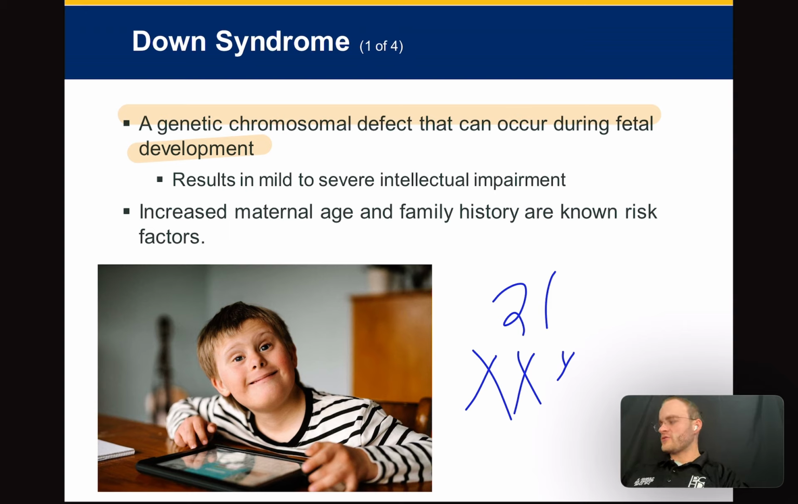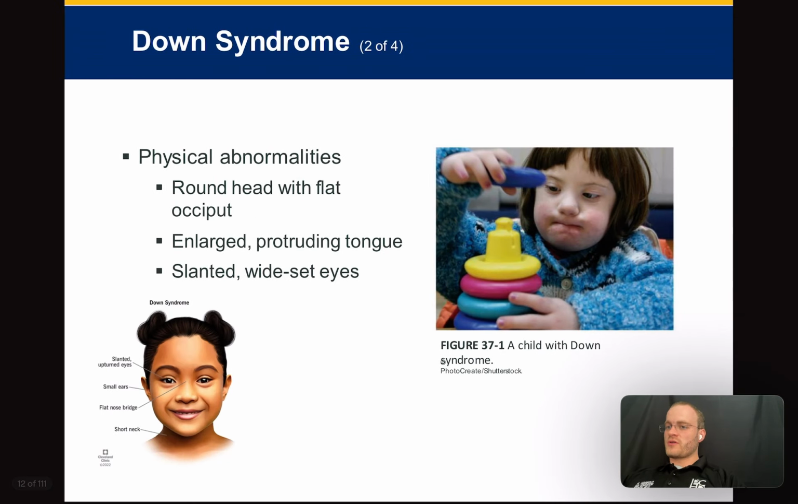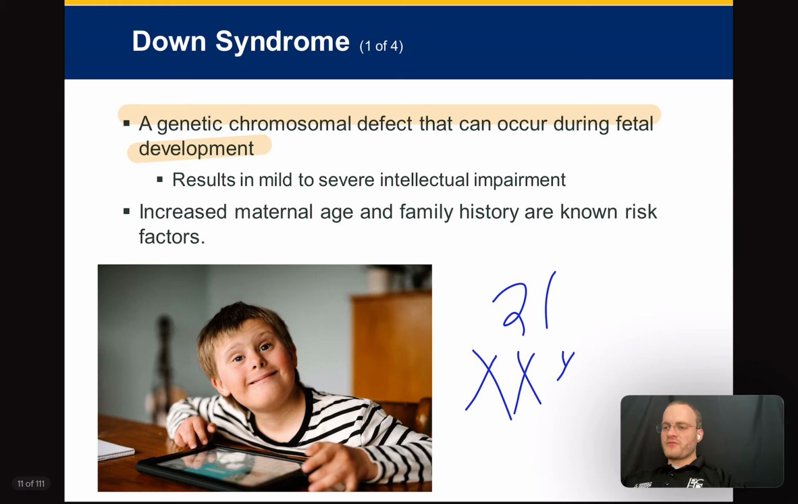This is the most common form of Down syndrome. And it's genetic, right? So they're born this way. And this creates a very common pattern, right? You've probably seen someone with Down syndrome and recognized they look very similar, right? I'll talk about some of the facial features, but this is because it's a genetic issue. And so you can get mild to severe intellectual impairment, right?